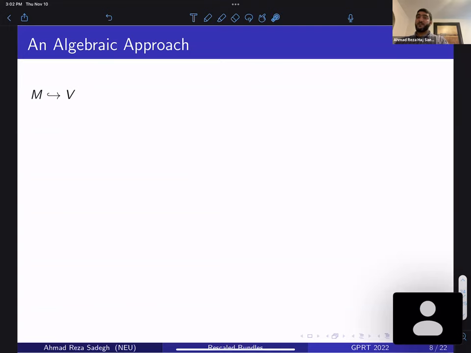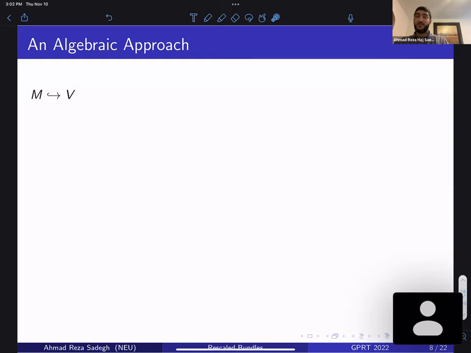As I told you, the deformation to the normal cone comes from algebraic geometry. And we are going to stay loyal to that point of view, and we are going to take that point of view to actually recover the smooth structure over the deformation to the normal cone. Let me explain what I mean by that.